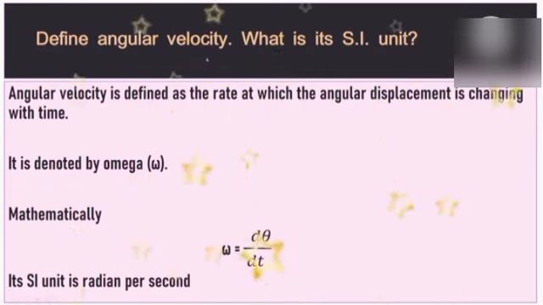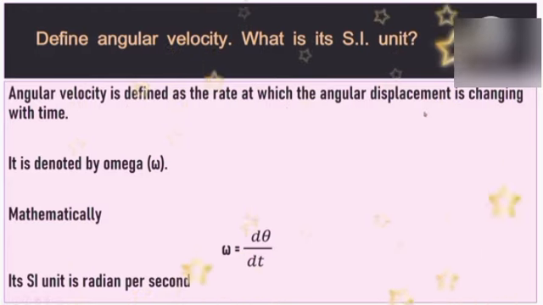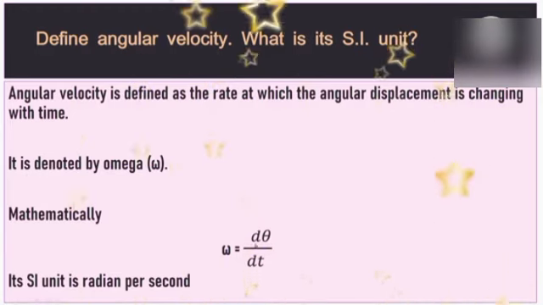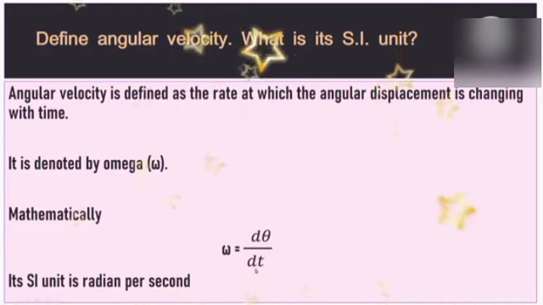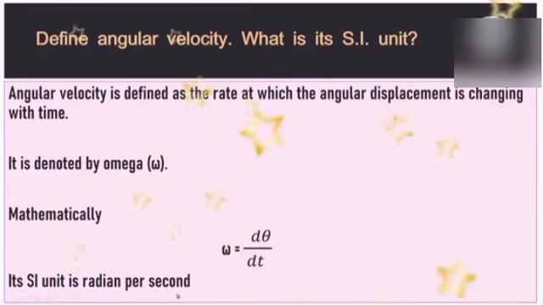Define angular velocity. What is its SI unit? Angular velocity is defined as the rate at which the angular displacement is changing with time. It is denoted by omega. Mathematically, omega is equal to d theta over dt. Its SI unit is radian per second.